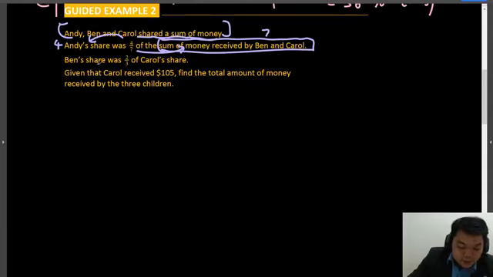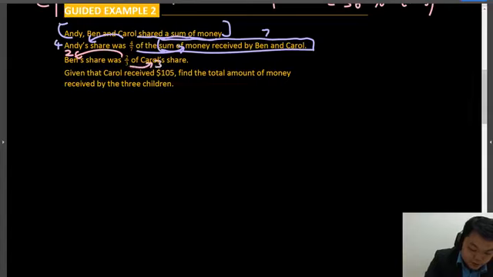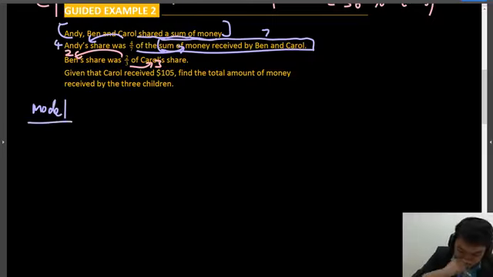Then at the same time, Ben's share was 2/3 that of Carol's share. And Carol received $105. Find the total amount of money received by the 3 children. Now for this question, you can still use the model to solve it because it is still relatively friendly. There is a direct way of approaching it, which I'll show you in a while. So by the model, this is how it goes.